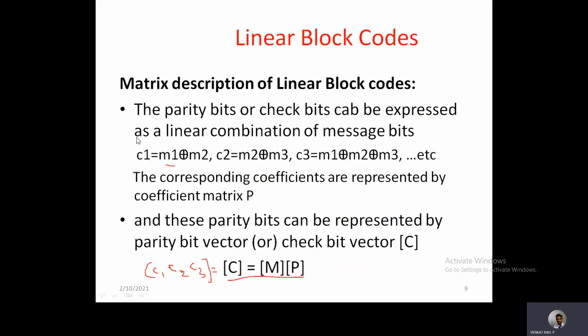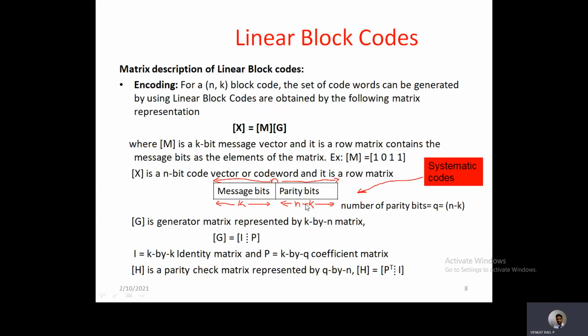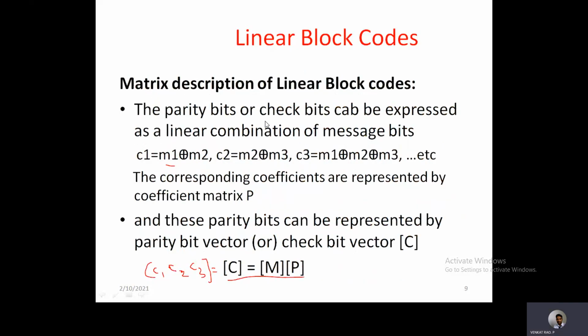Another matrix representation which is mostly used is for the parity bits, and how these parity bits are separately represented in the form of matrix multiplication. The parity bits, also known as check bits, can be expressed as a linear combination of message bits, which was already explained previously, but here we observe it practically. Let us say the parity bits are represented as check bits C1, C2 and so on. The parity bits can be represented as a linear combination of message bits.